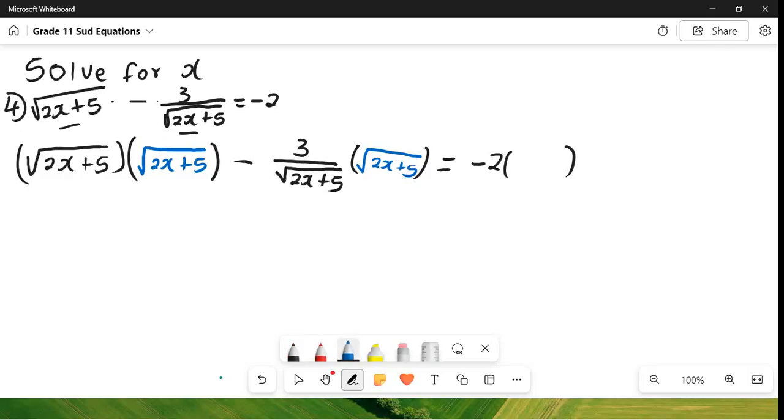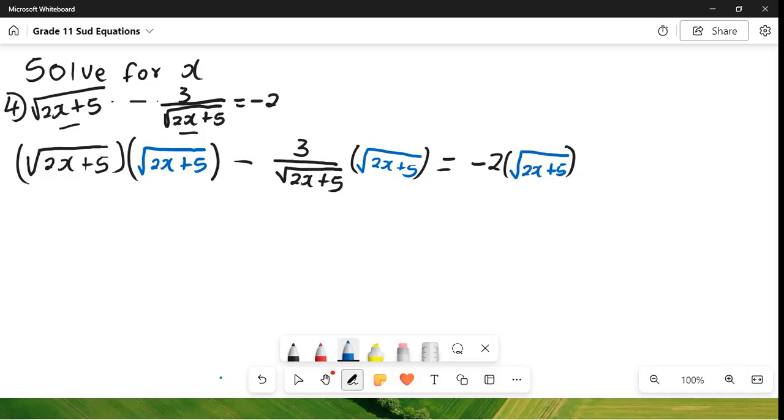And then we are also going to multiply on the right hand side by the square root of 2x plus 5, simply because what you do on the left hand side needs also to be done on the right hand side. So we multiply by the square root of 2x plus 5.